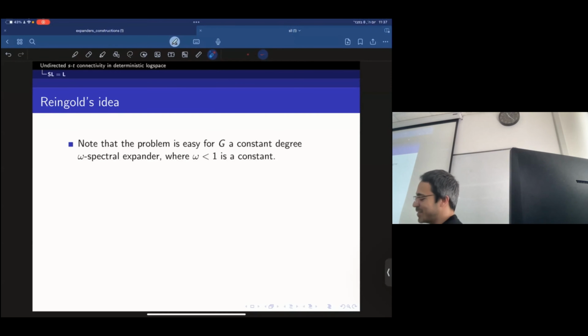So the first observation is that the problem is easy if G is of constant degree, namely you can solve it in log n space. If G is constant degree and it's an expander, I mean just any expander, omega is smaller than 1.